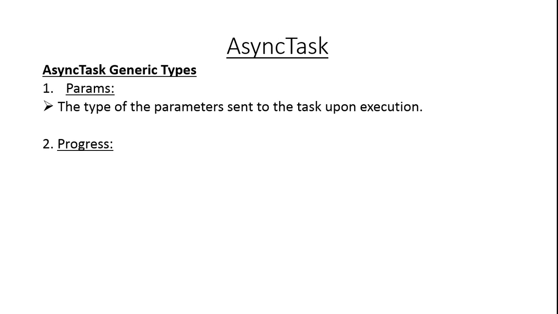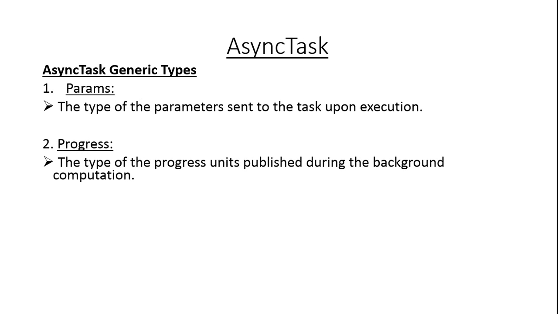The second generic type is progress. This is the type of the progress unit published during the background computation. For example, if you want to publish the progress in the form of integer, you have to specify progress as int. And if you want to publish the progress in the form of double, you have to specify the type of progress as double.